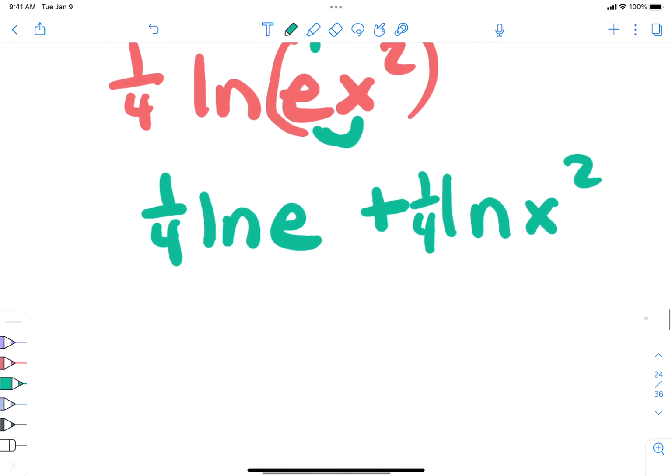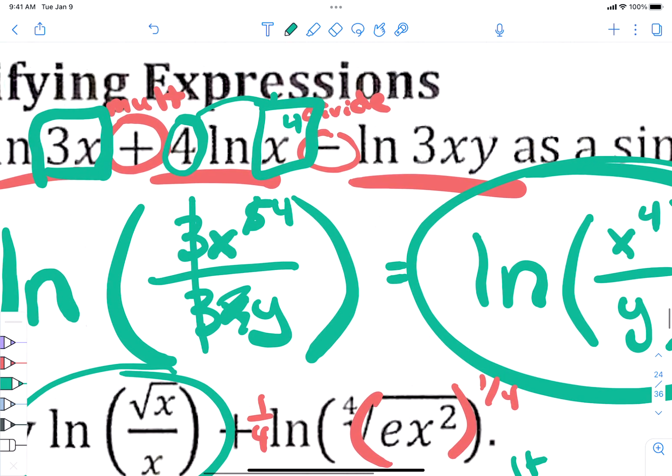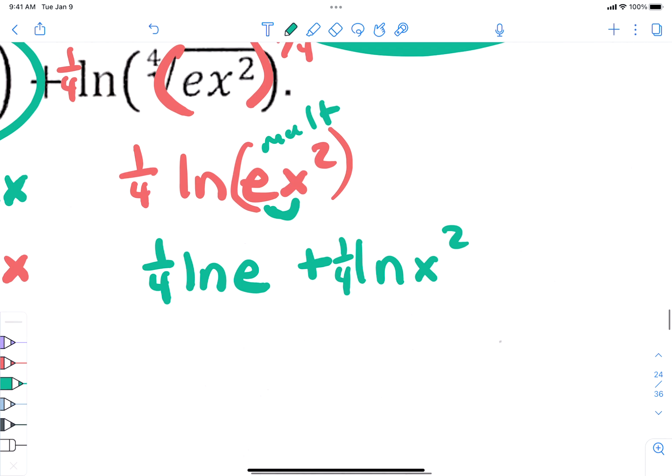This stuff is on the ACT. It's not going to be this hard, but the same idea. Probably the same difficulty as this one was. Do we see where we're at right now before we move on? All right. Now let's see what we can do.